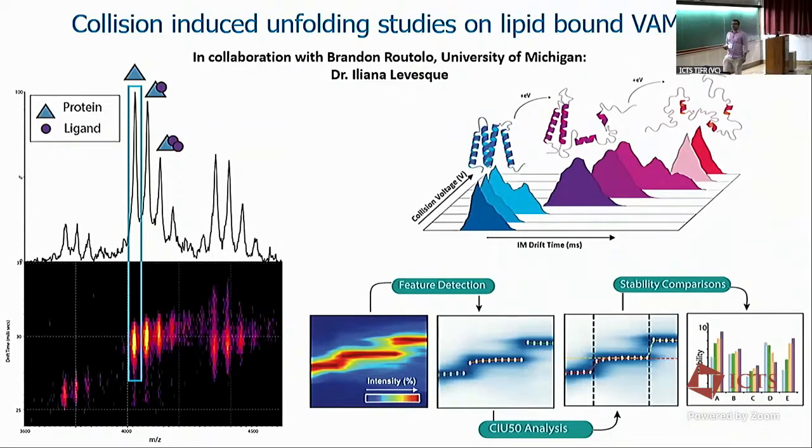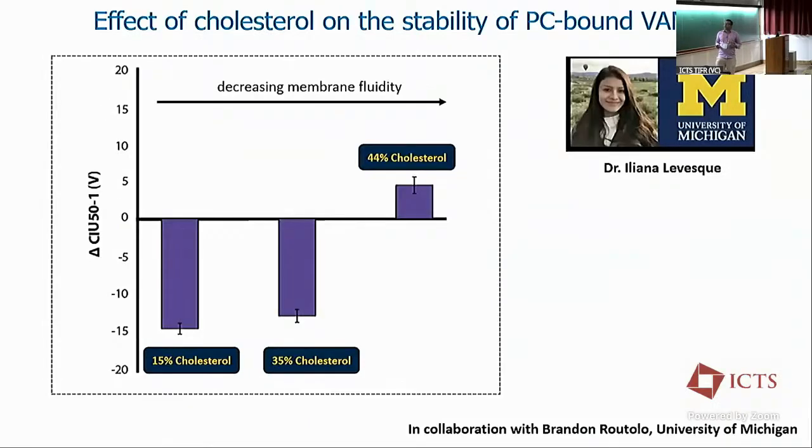To study that, we collaborated with Brandon Ruotolo at the University of Michigan, and we applied ion mobility mass spectrometry. It's a very simple assay where you can apply energy to unfold the protein, and then measure the time it takes to reach the detector, which is the drift time. Then you can do the same experiment with the lipid-bound protein, and the difference between these two will tell you the thermodynamic stability of the protein. So Dr. Iliana Lewis, who was a grad student, did this experiment in Brandon's lab.